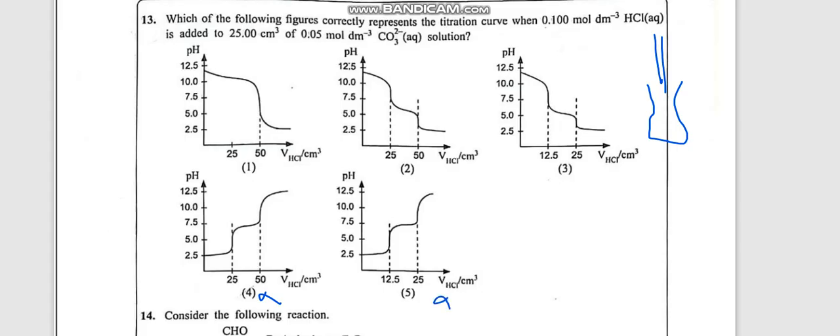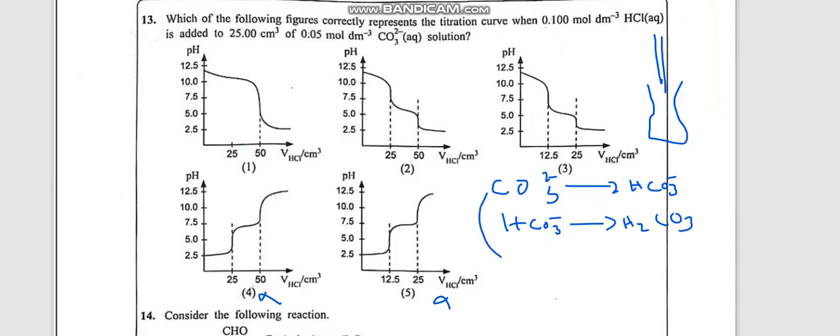Now in this type of titration there are two equivalent points. The first equivalent point is when carbonate is converting to HCO3 minus. The next equivalence point is when bicarbonate is converting to H2CO3. So due to both of these, there will be two equivalent points seen in this reaction. So let's consider the first equivalent point value.